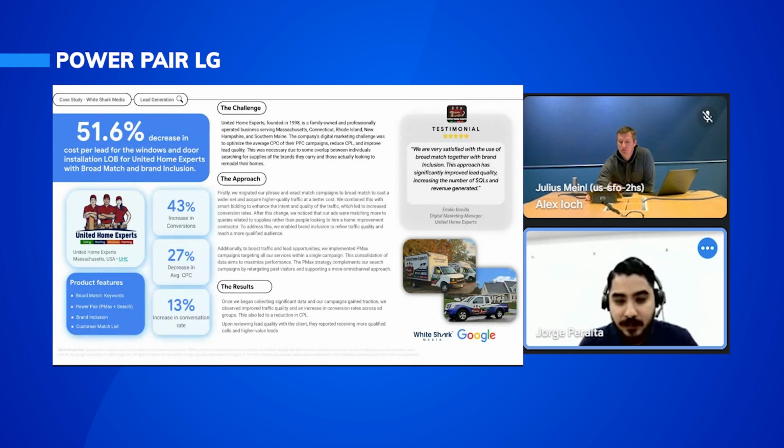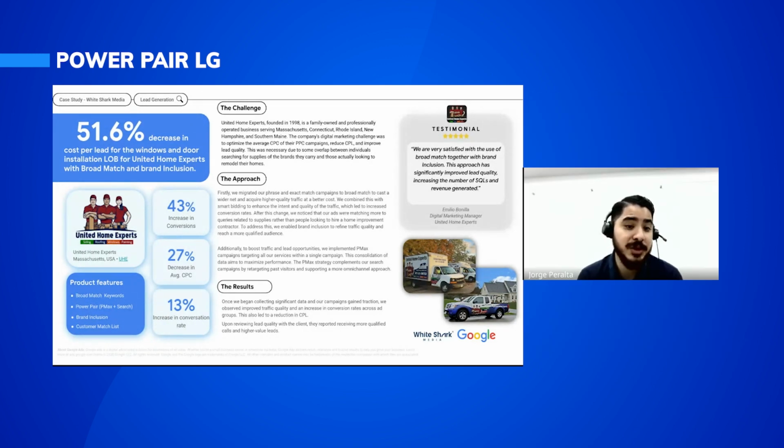Southern Maine. When we took over this client, they came in with three main challenges. The first challenge was a very high CPC. It was a very expensive average CPC at the account level. This was due to the increased auction price and the nature of the construction industry, which tends to be very competitive and at high cost. So that was the first challenge.